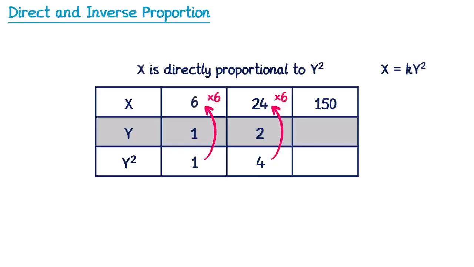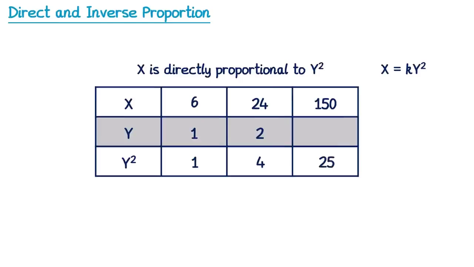Now if we look at the missing values on the right hand side, we need to multiply this missing value at the bottom, which we don't know, by 6 to get 150. So if we divide it by 6 instead, we'll find the value for y squared. 150 divided by 6 is 25.